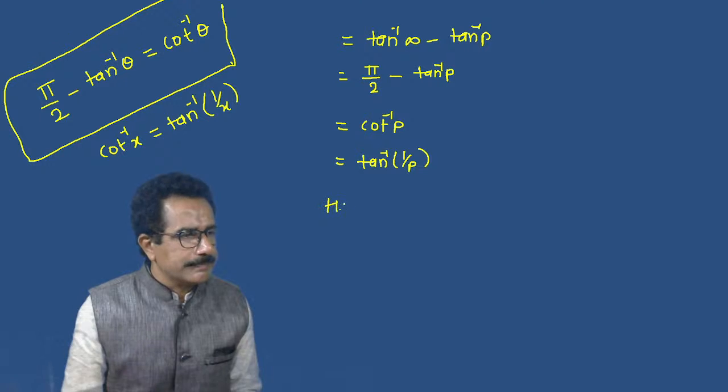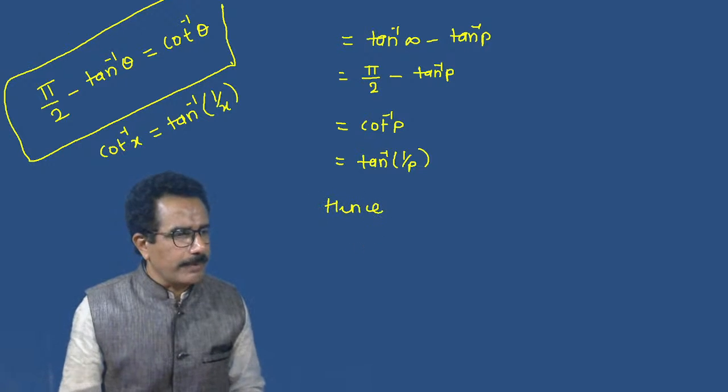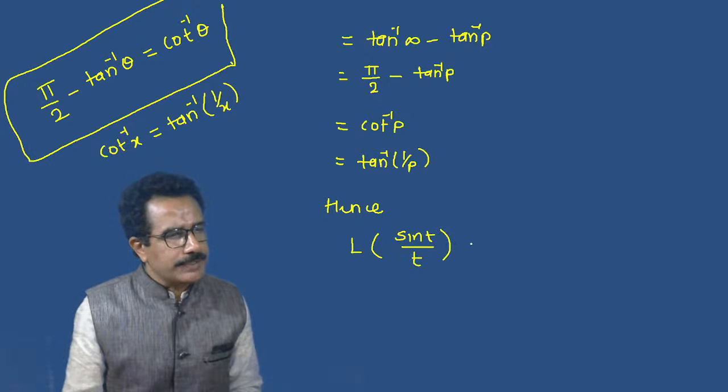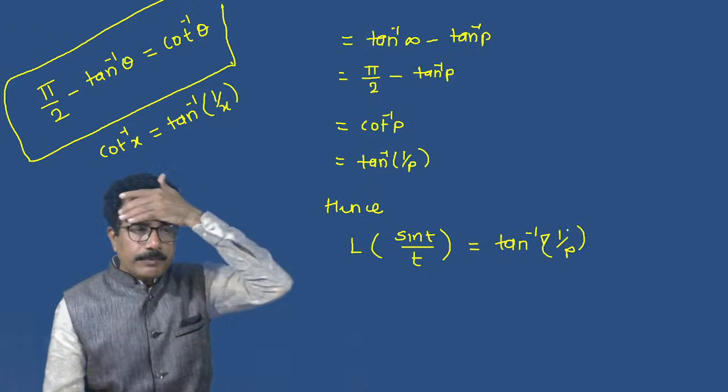Hence we get the result: Laplace transformation of sin t divided by t is equal to tan inverse of 1 upon p.